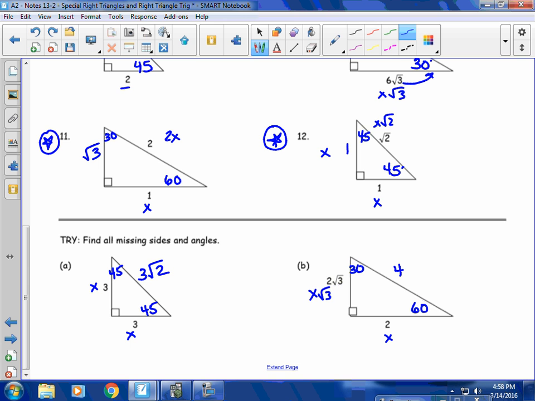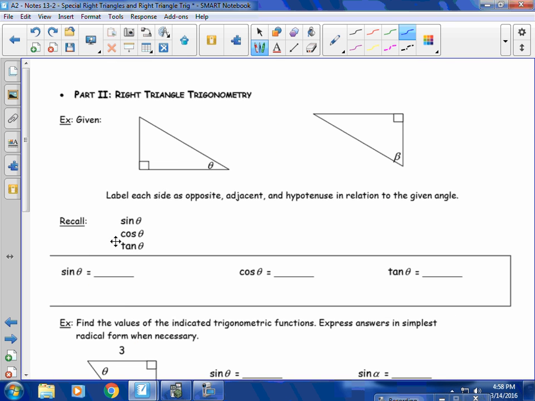All right, so that's the end of the first part. Hopefully that was a good refresher. Hopefully you've seen that before. Over on the last page is the second part of today's lesson, which is right triangle trig. When you're ready to flip over, go ahead and do that. All right, here we go.